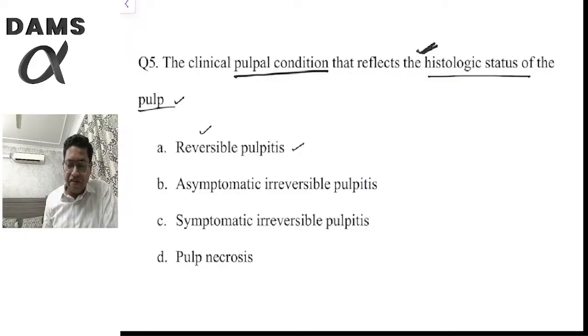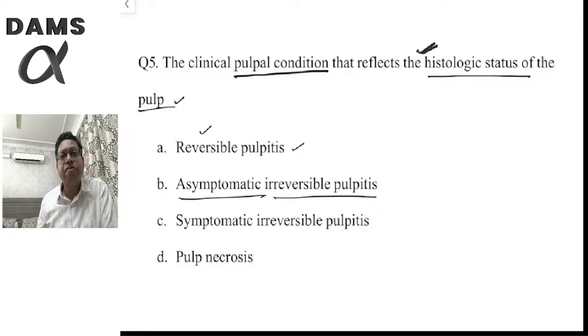Another clinical diagnosis is asymptomatic irreversible pulpitis. What is asymptomatic irreversible pulpitis? The pulp is irreversibly inflamed, but the patient is not experiencing any symptoms like pain or swelling. We did quite a number of testing methods like cold testing and EPT testing, and all of them are giving indication that the pulp is irreversibly inflamed. But what is the extent of inflammation? What is the histologic status of the pulp? Again, it cannot be found with this clinical diagnosis.